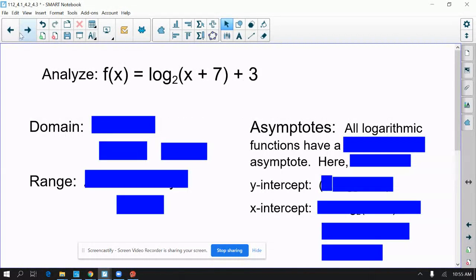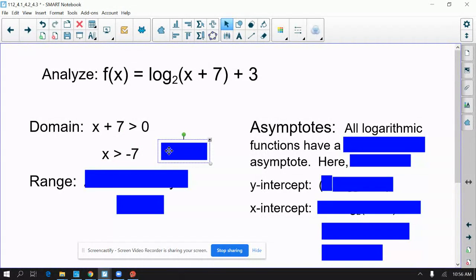And then our last slide. No, 2 more to go. What do I know about this logarithm? First of all, the domain. What can x possibly be? This has to be non-negative. So x plus 7 must be greater than 0, which means x must be greater than negative 7. That's the domain. As an interval, it's from negative 7 to infinity.